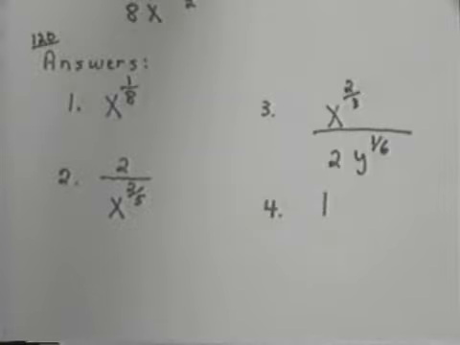I was kidding when I told you it was hard. 4 was the easiest one you had. Obviously, anything raised to the 0th power is 1. So anytime you see a base raised to the 0th power, you simply put down 1 for that power.